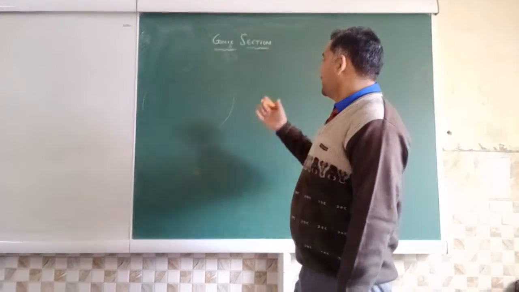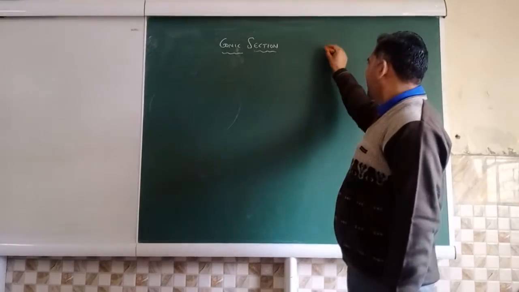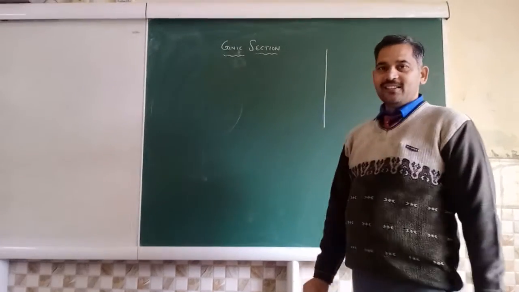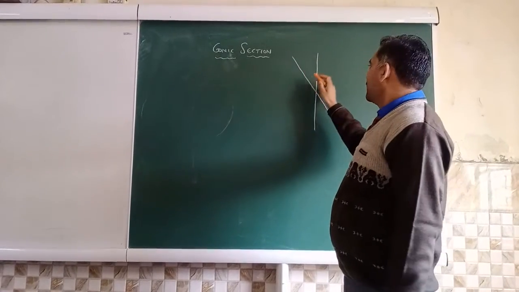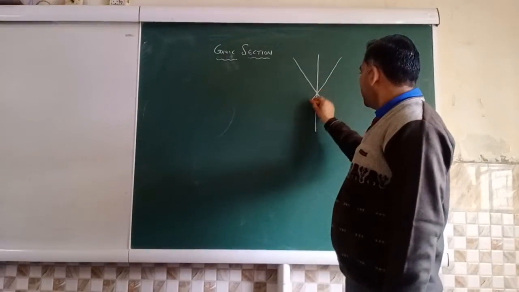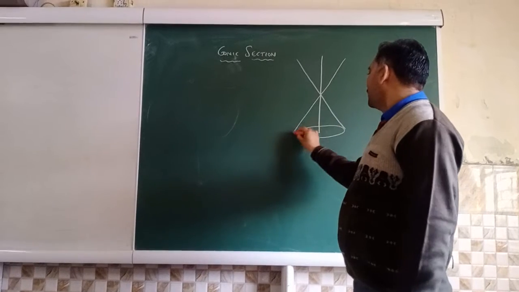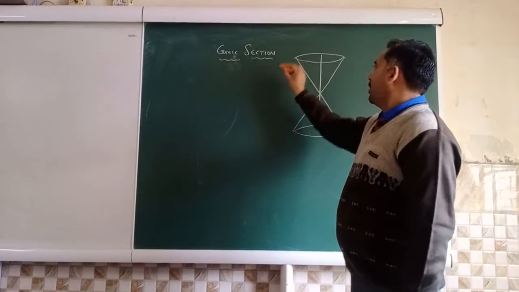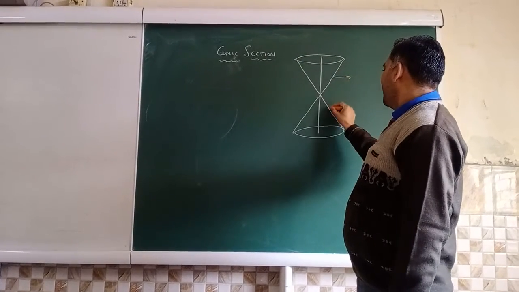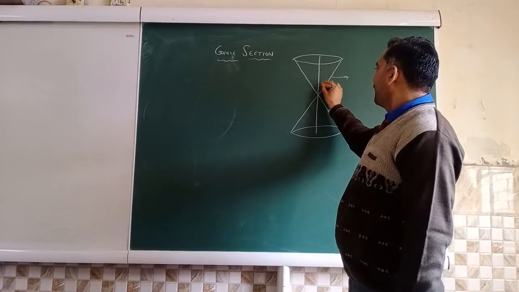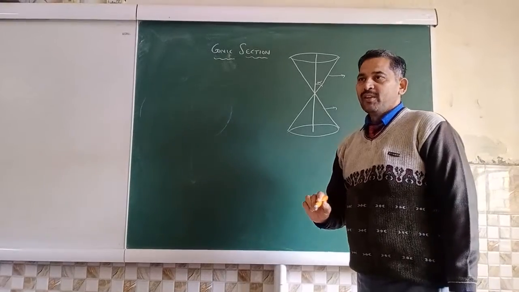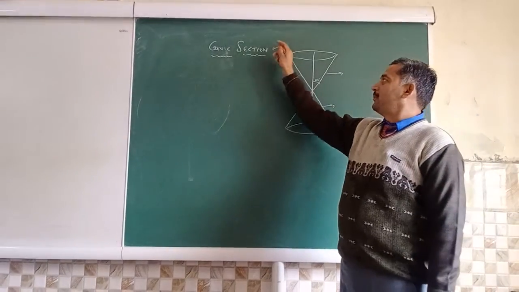Okay. So, what is the conic section? First, see here. This is an axis line, and this is the generator. If we rotate this line, you observe we get two types of cone, upper and lower. This is upper and this is lower. This generator makes an angle alpha. What is the meaning of section? Section means part.